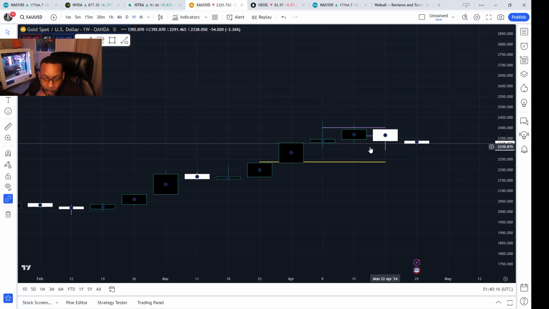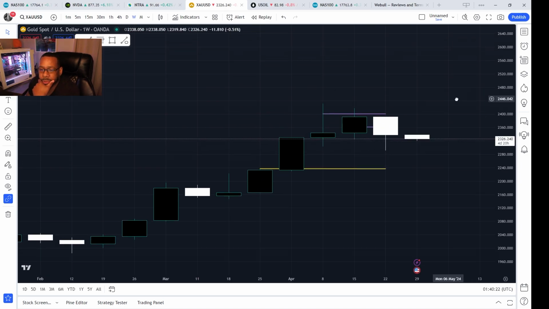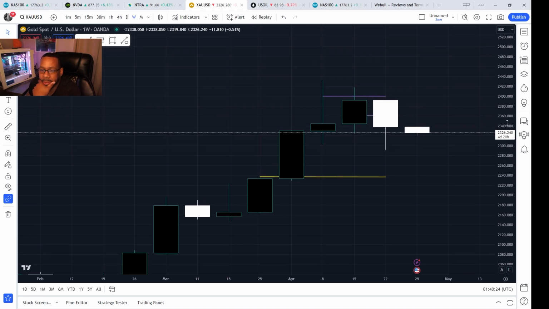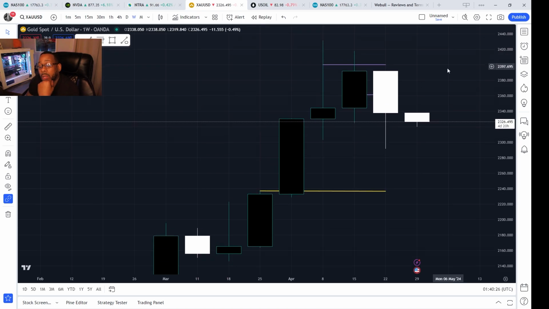Yeah. Super small wick. What does that mean? I don't know. I got another last week. We had a bearish week and left a candle with no wick. Looks like the wick is starting to form here for this week.